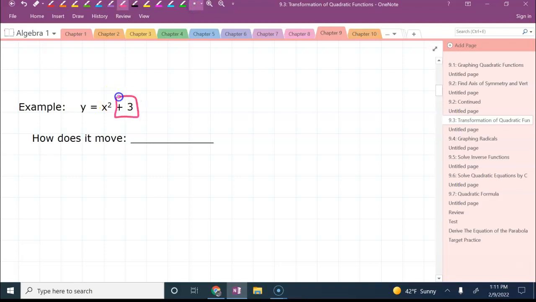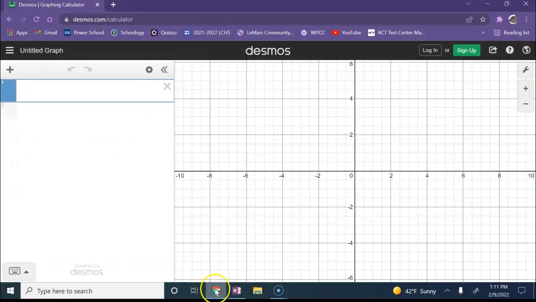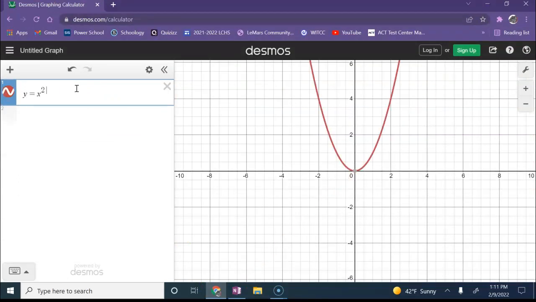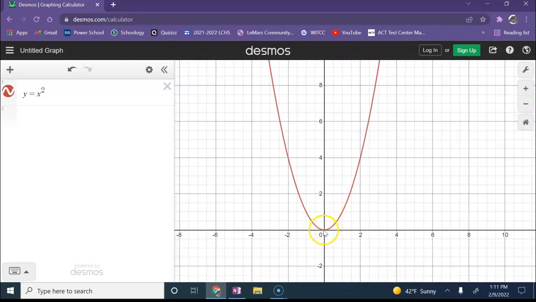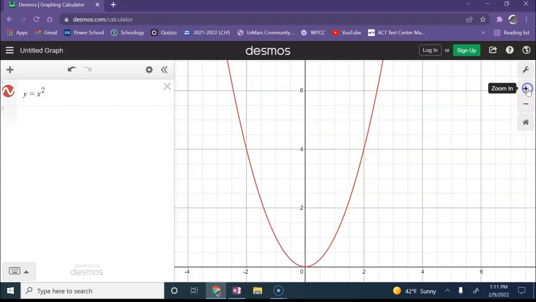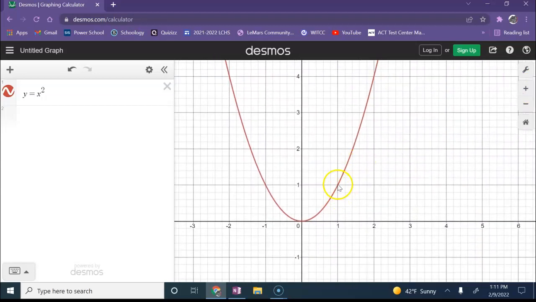So the plus 3 is what has changed on our graph. I'm going to show you really quick on a website called Desmos, which is used to help you understand what a graph maybe looks like. So if I were to graph my parent function, y equals x squared, that's right here in the red. And so we can see it goes through the origin at 0, 0. We'd have a point at 1, 1, if I zoom in here. So there's a point right here. There's a point at -1, 1, just like I showed you on the graph on the previous page.